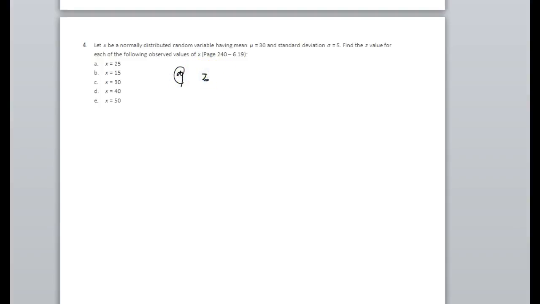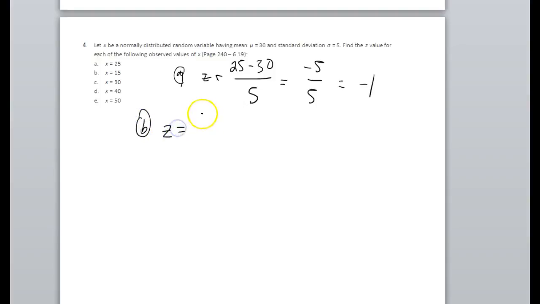So z is equal to 25 minus mu of 30, all over a standard deviation of 5, which is negative 5 over 5, which is negative 1. Then z is equal to 15 minus 30 over 5. Notice how the mu and the standard deviation don't change. It's just the x values that are changing in these. You get negative 15 over 5, which is negative 3.